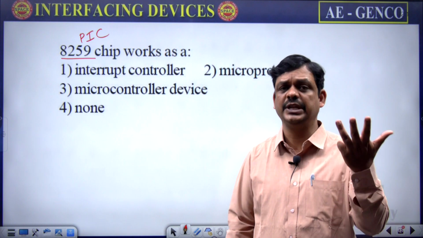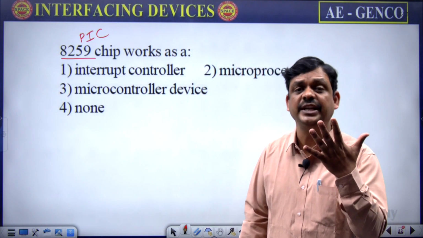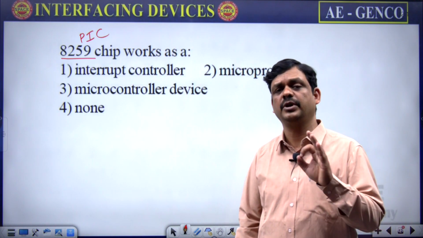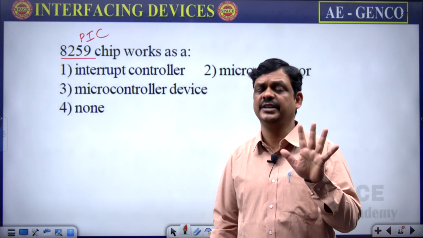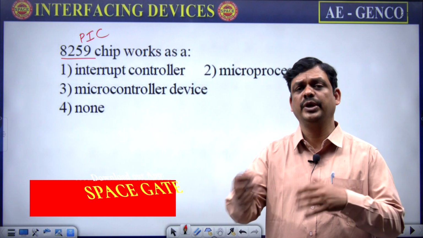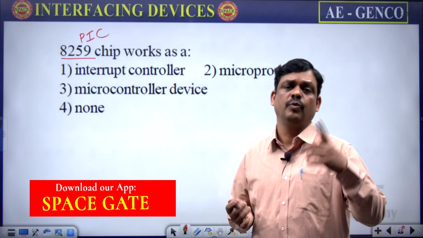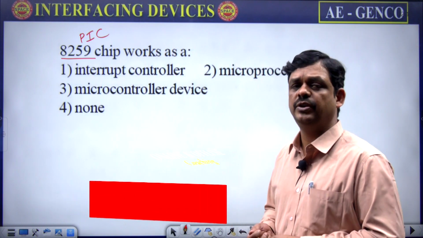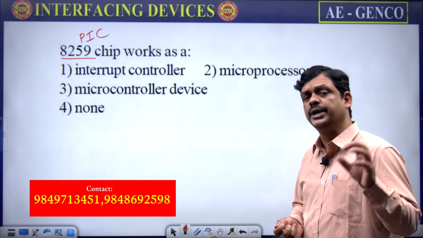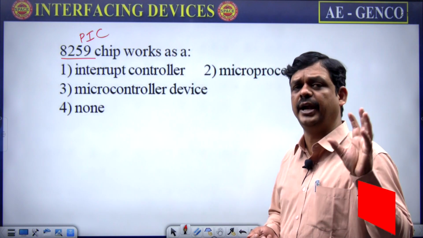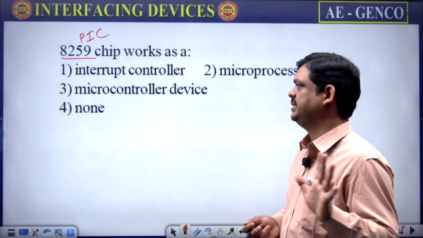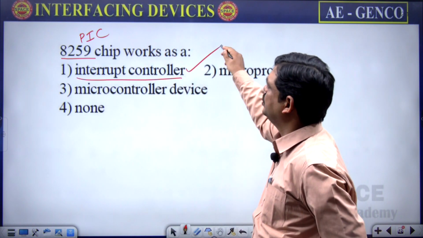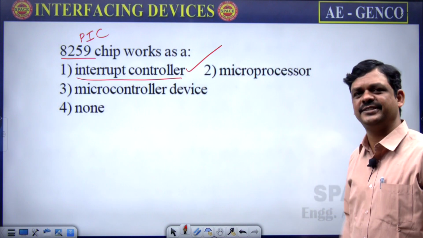8257 is used, and 8237 is also used. And one more IC is 8259, an interrupt control device, also called PIC, programmable interrupt controller. So these are the interfacing devices used in a microprocessor to interface external devices, right? One more is 8279, which acts as a keyboard cum display controller. Just try to remember the names, IC numbers and functions of the ICs. So here 8259 acts as an interrupt controller. According to the given question, option 1 is correct. Yes, please take this now.